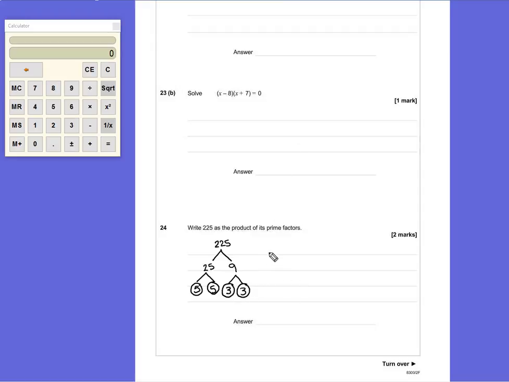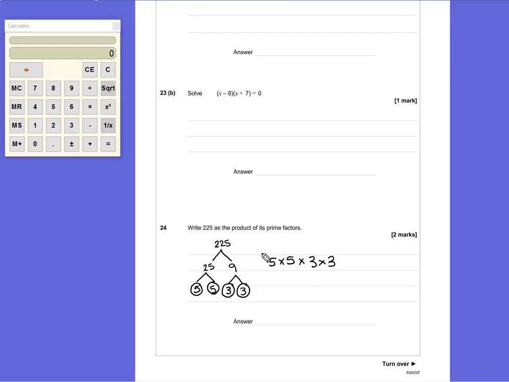As a product of its prime factors, we then have 5 multiplied by 5, multiplied by 3, multiplied by 3. 5 times 5 is 25, times 3 times 3, which is 225.